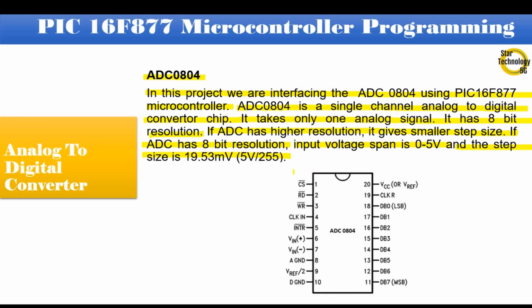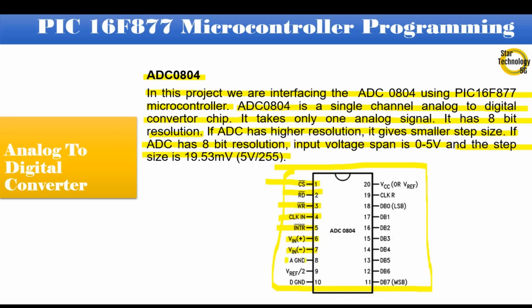Here is the pin configuration of ADC0804. CS, chip select. It is an active low pin. RD, read. It is an input pin and is active low. WR, write. It is an input pin. CLK IN, external clock source pin. INTR, interrupt pin. V in positive, analog input to the ADC. V in negative, analog input connected to ground.